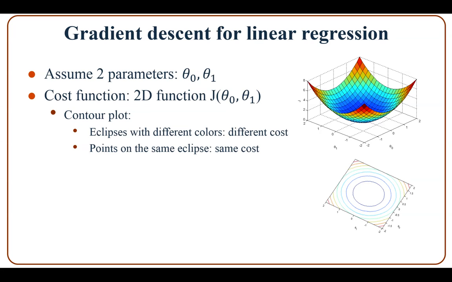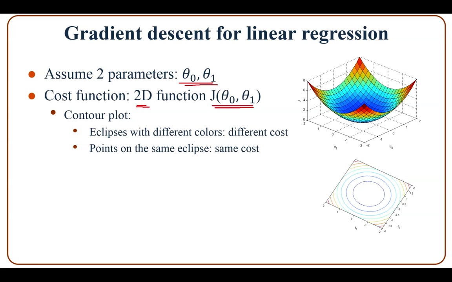Now we assume that theta naught is not equal to 0, so we have both theta naught and theta 1 in the hypothesis, and the cost function is now a two-dimensional function, and J is a function of both theta naught and theta 1.